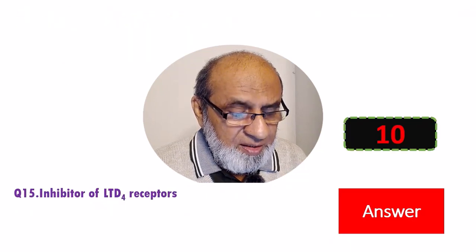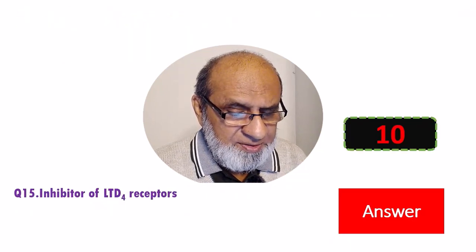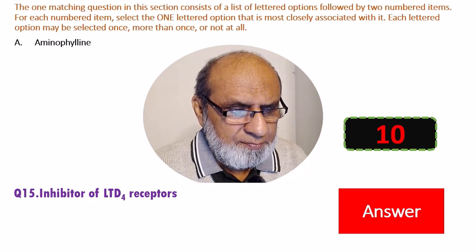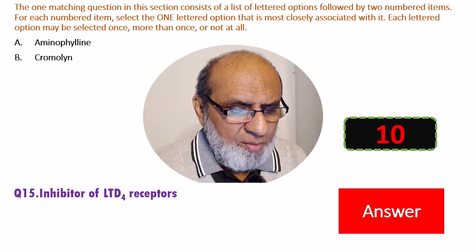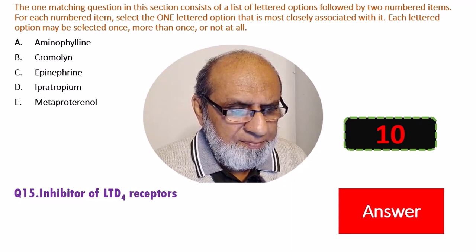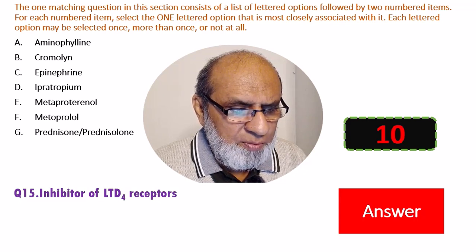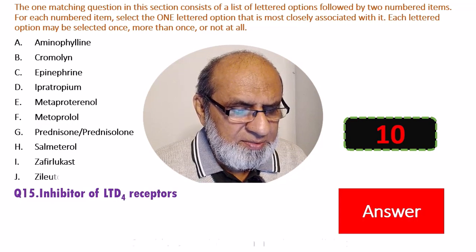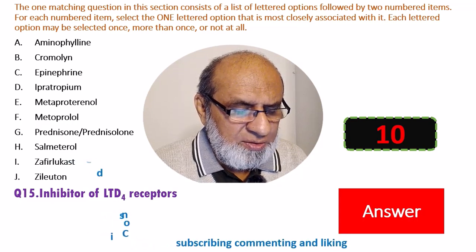Question 15. Inhibitor of LTD4 receptors. A. Aminophylline, B. Cromolyn, C. Epinephrine, D. Ipratropium, E. Metoprolol, F. Metoprolol, G. Prednisone or prednisolone, H. Salmeterol, I. Zafirlukast, J. Zileuton.